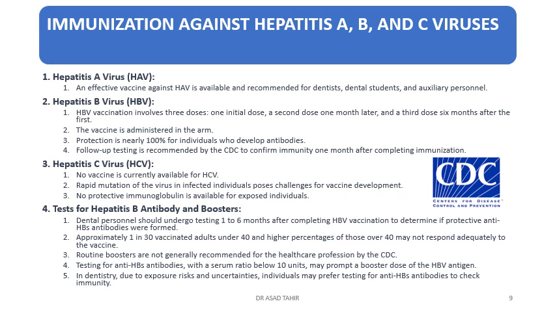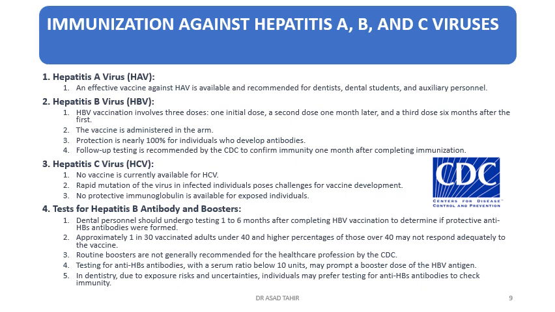The vaccine is administered in the arm. Protection is nearly 100% for individuals who develop antibodies. Follow-up testing is recommended by the CDC to confirm immunity 1 month after completing immunization. Hepatitis C virus, HCV. No vaccine is currently available for HCV. Rapid mutation of the virus in infected individuals poses challenges for vaccine development. No protective immunoglobulin is available for exposed individuals.